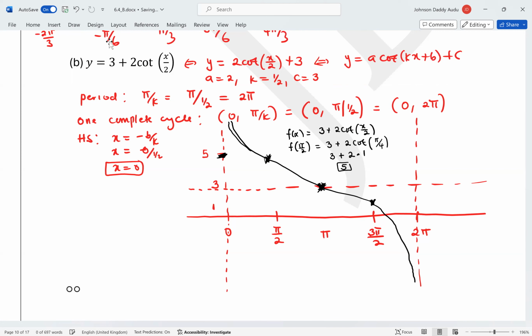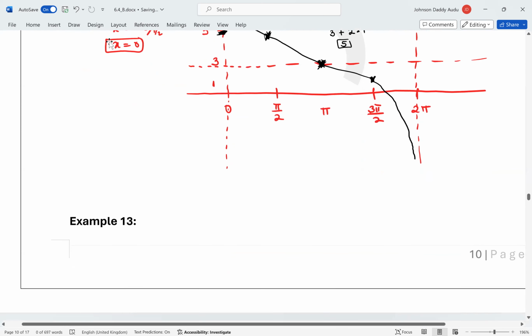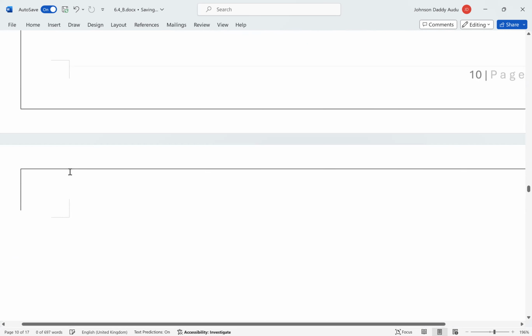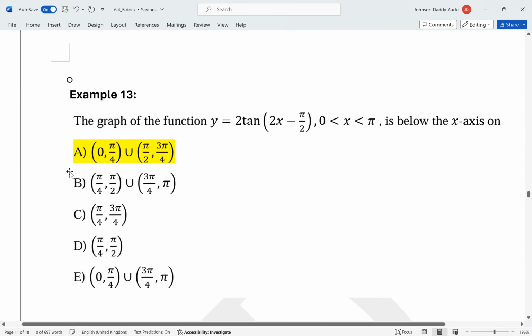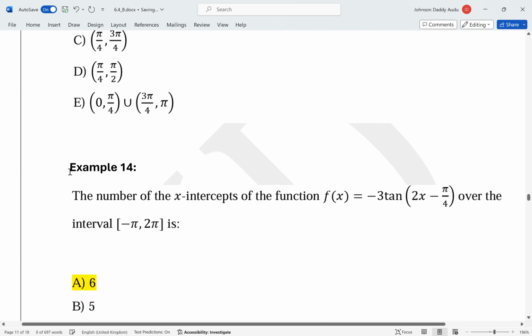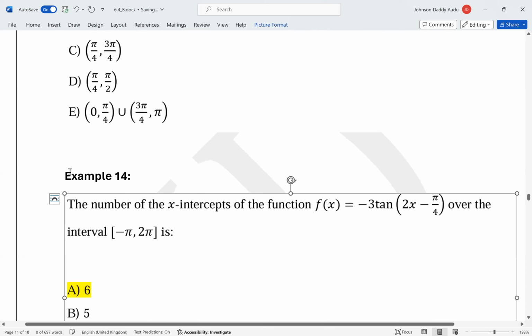All right, this is very important because here we shifted the whole graph 3 units upward. So that is why we can reach as high as 5. All right, let's see example. Now example 13.